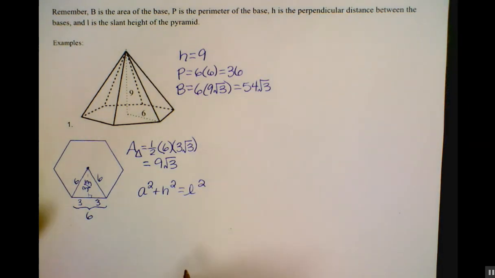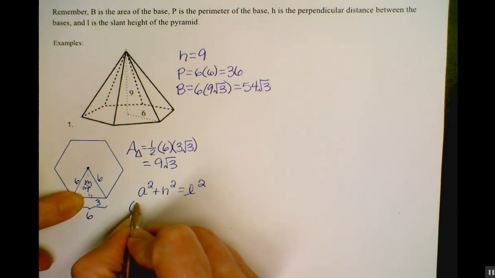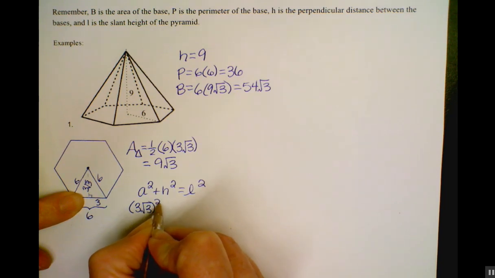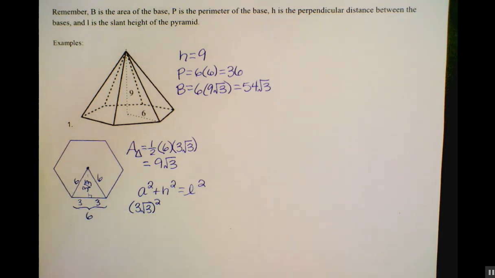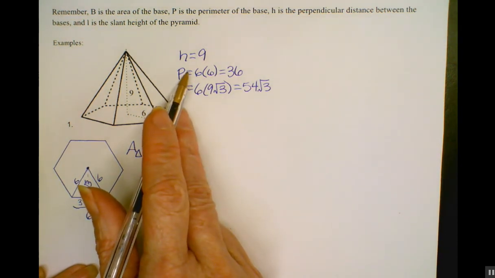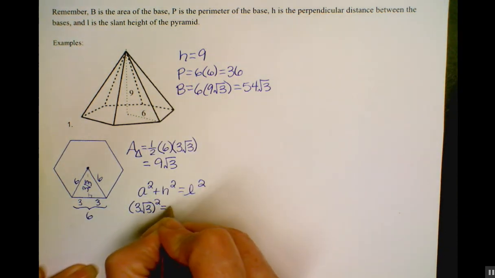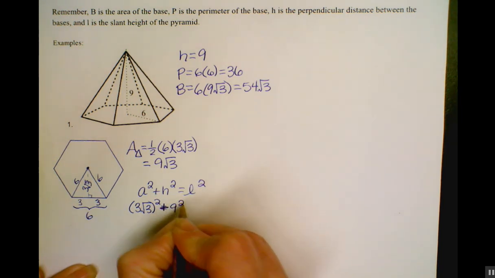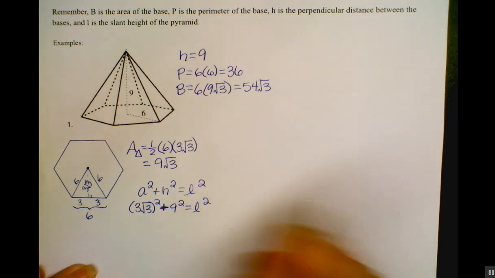In this case, the apothem, remember, the apothem is the height of the equilateral triangle. The length of the apothem is 3 square root 3. And you want to keep that in parentheses so that the entire quantity gets squared. H, we know previously, is 9 units. So this becomes, plus 9 squared equals L squared.